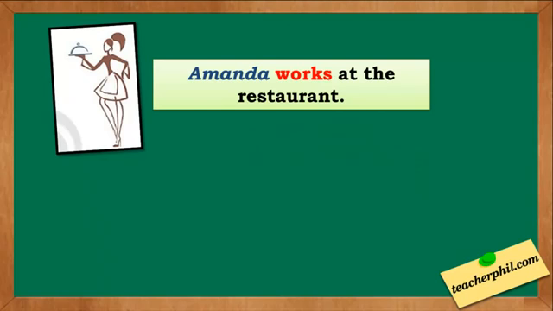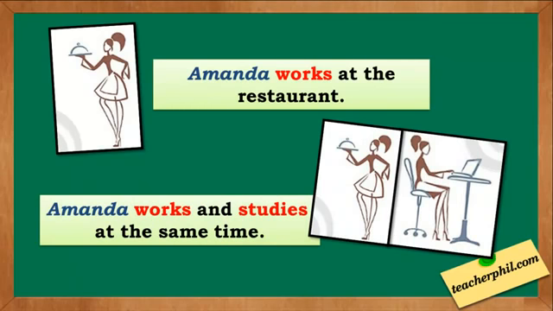Examples: Amanda works at the restaurant. This simple sentence has only one subject, which is Amanda, and one verb, which is works. The second one: Amanda works and studies at the same time. This sentence contains one subject, which is Amanda, and compound verbs, works and studies.